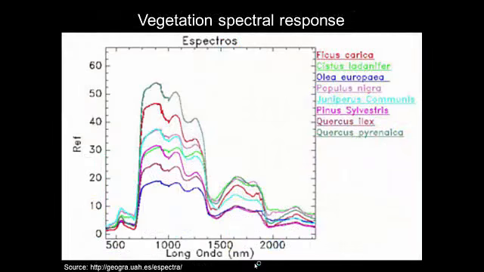The same applies to different tree or shrub species. Again, these species present a similar spectral curve, but slight differences in the shape of the spectra that can be used for the identification of vegetation types. This is the base for mapping biodiversity and species distribution, for example.